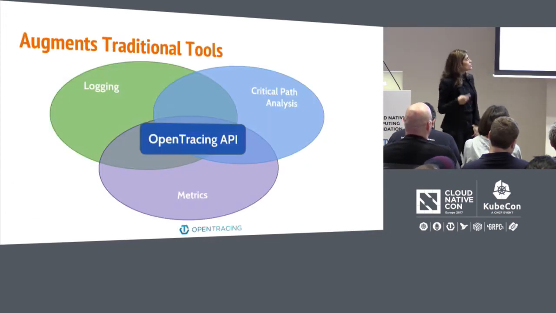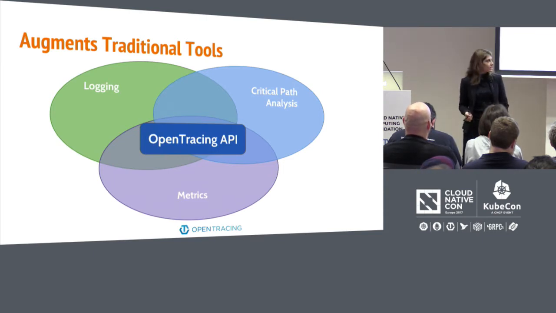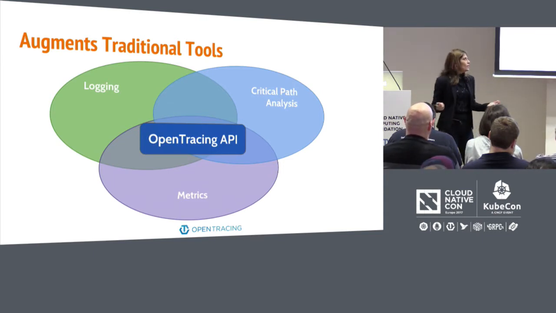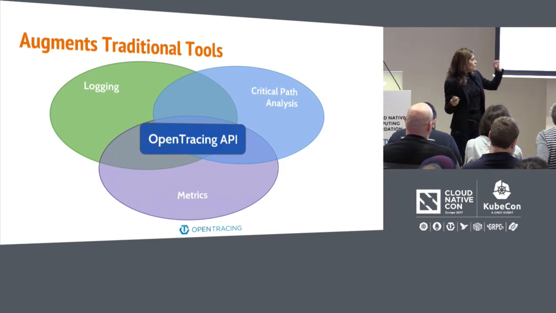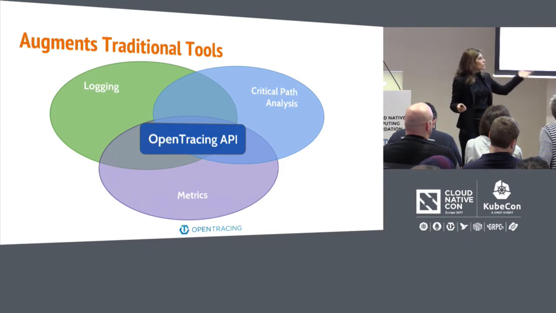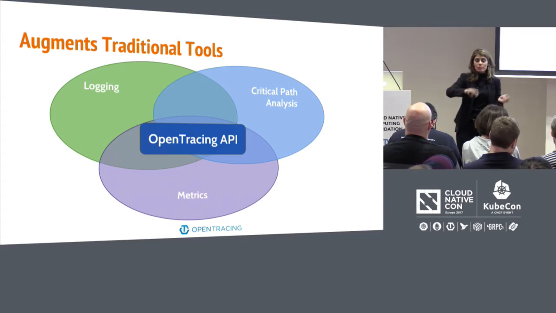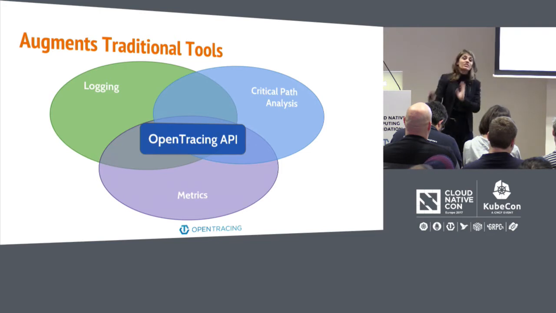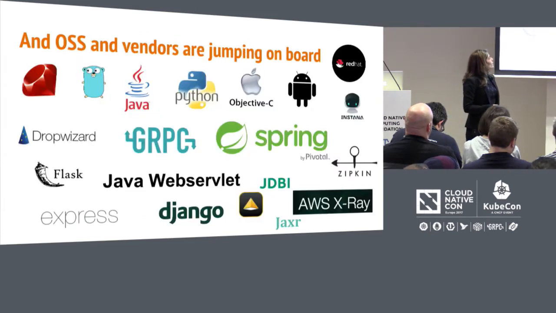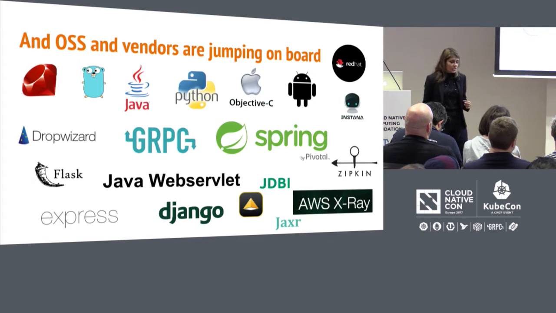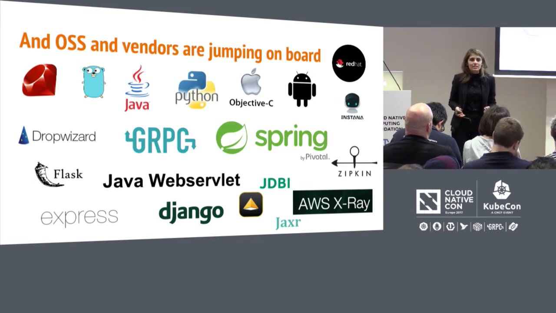And what it does is it ends up augmenting traditional tools because the kind of data, as you can imagine, is very helpful when you're looking at logs, metrics, or doing critical path analysis. Now, I'm not saying that this replaces all your logging tools or your metrics tools. It means that you can send better data to these tools and analyze wherever you want to analyze, sort of your choice. And that's kind of why the open source community has really gotten behind this in the one short year of existence.